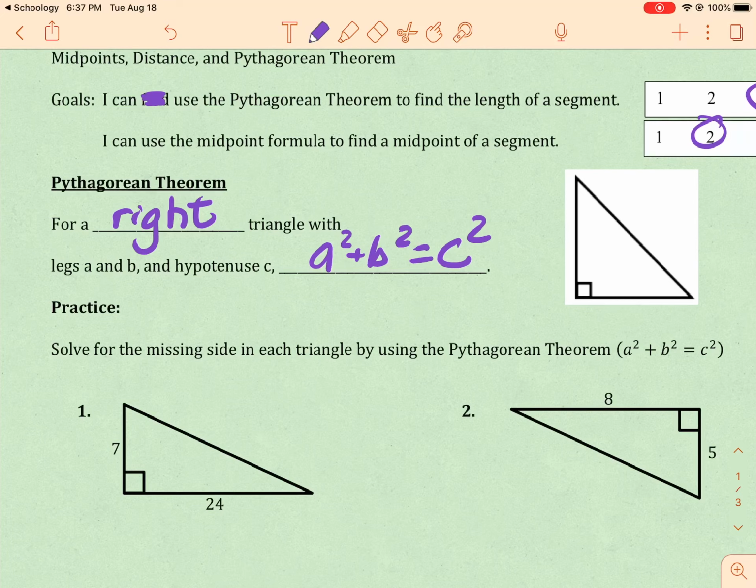The legs are always the two sides that form the right angle. So here's the right angle with that box, and this side and this side would be the legs. The hypotenuse is always the side directly across from that right angle. So then that's c.